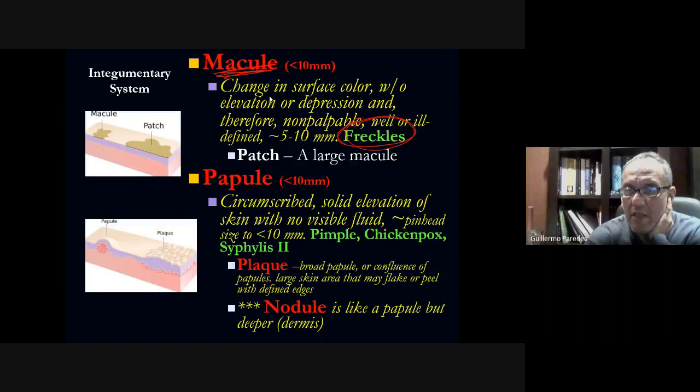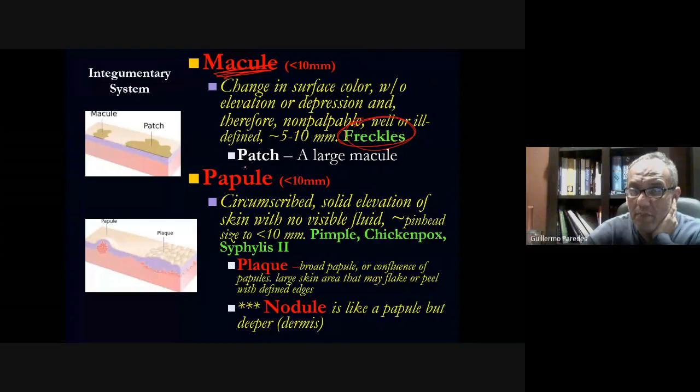Now let's go back. The papule. The papule is like a vesicle, but it is called a papule because, instead of having fluid, it is going to have a solid material. Could be fat, could be anything. Okay? When the content is solid, it is called a papule.